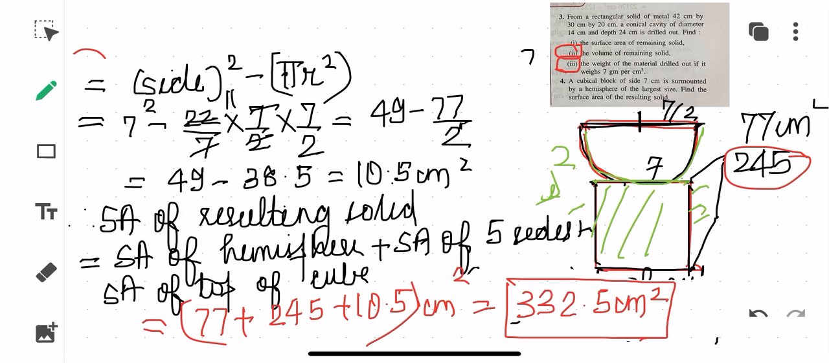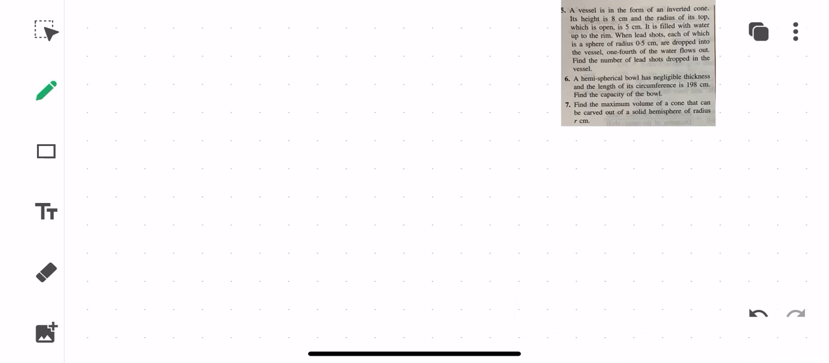We'll move on to question number 5, children. If you just look into this, question number 5 says a vessel is in the form of inverted cone. Its height is this and radius of the top, which is open, is this much. It is filled with water up to rim. When the lead shots, each of which is a sphere of radius this much, are dropped into the vessel, 1/4 of the water flows out. Find the number of lead shots that are dropped. So this question is an easy one, children. I'll be just explaining how to do it, because we have done questions of this type already.